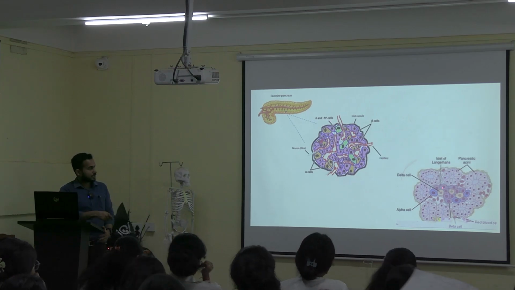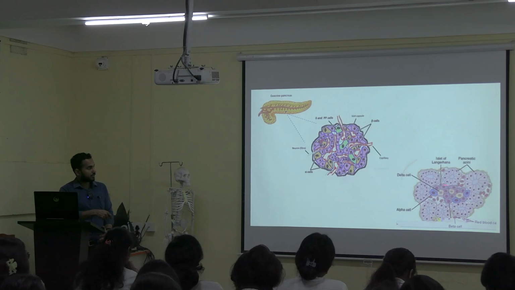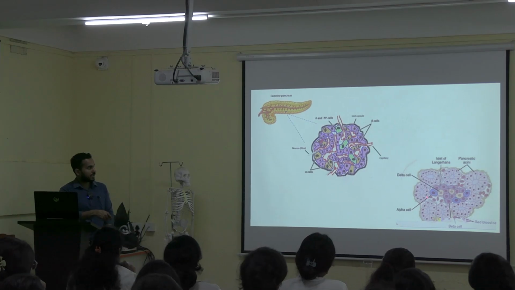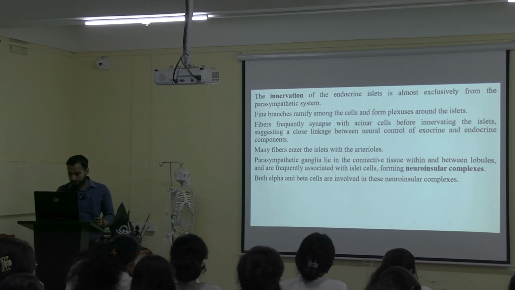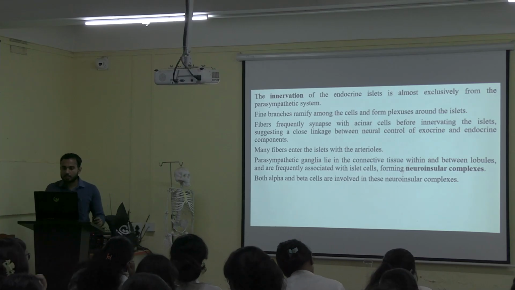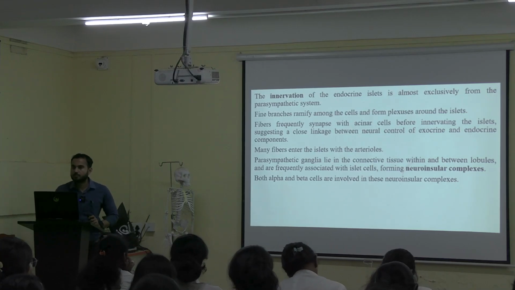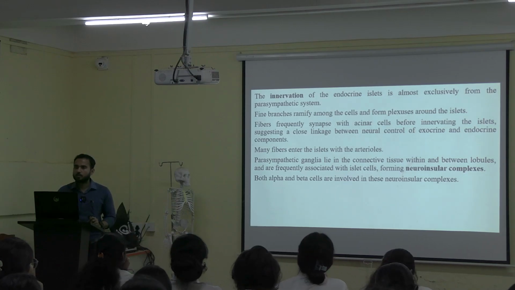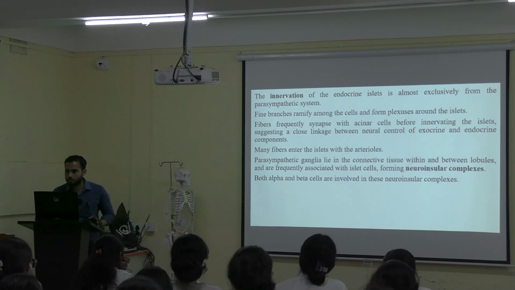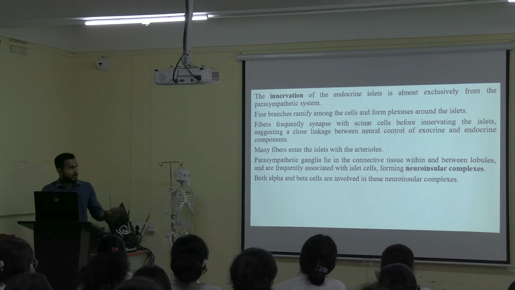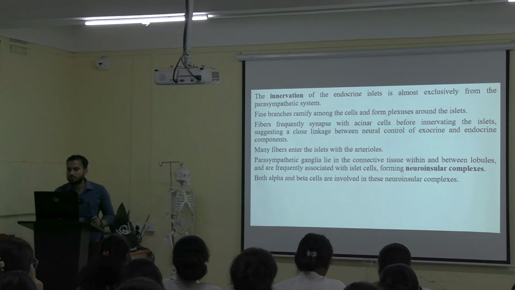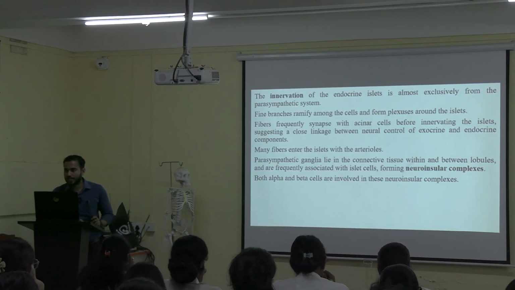So here you can see the appearance of the islets and the appearance of the pancreatic acinus. Now, consider the innervation of the pancreatic islet. Why is this important? Because the way hormones are secreted must be controlled. That's why the innervation is very important. It is extensively supplied by the parasympathetic system. The fine branches of the parasympathetic system ramify among the cells to form a plexus around the islets.